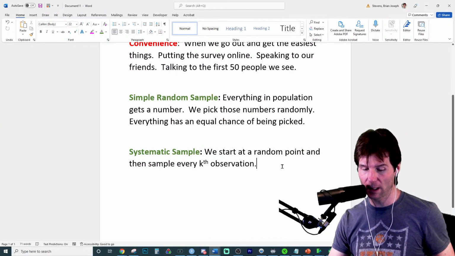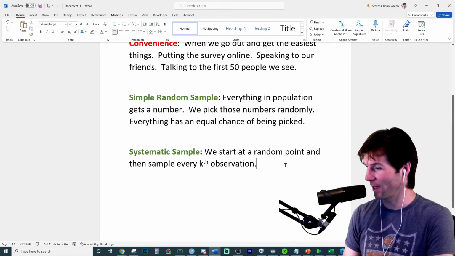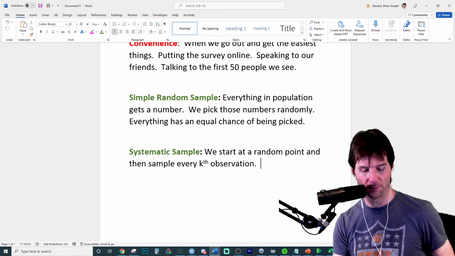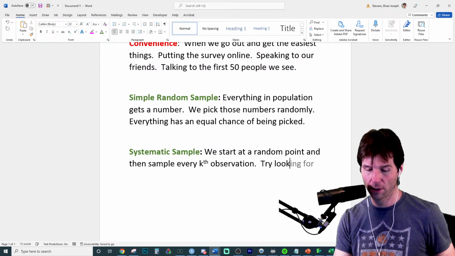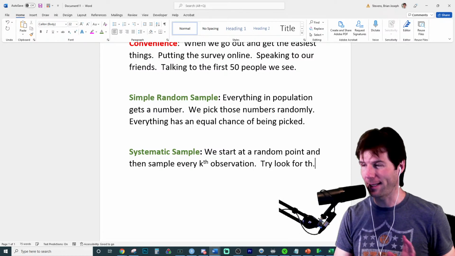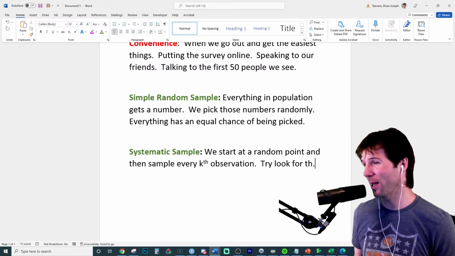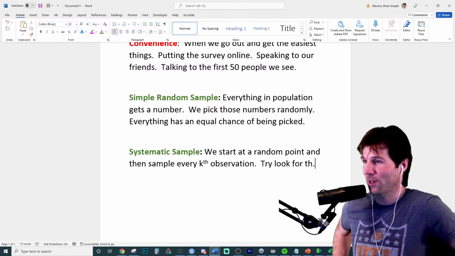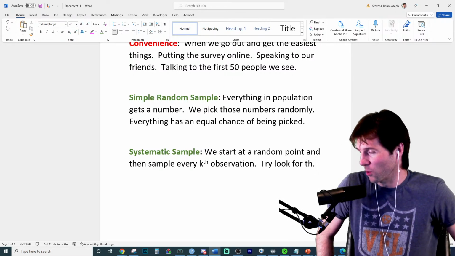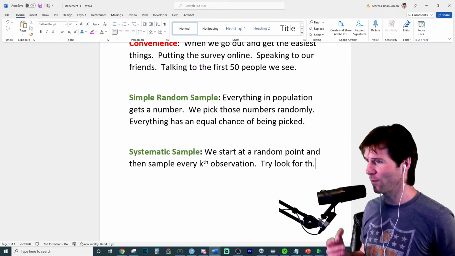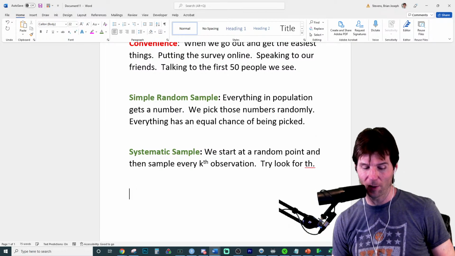And Maria, great work right there. The TH is in Treya, great work too. The systematic is identified by the TH. Try to look for TH. I can't promise that's going to always be systematic, but usually systematic is going to have some sort of 5th, 10th, 20th, 15th, 14th thing going on with it.